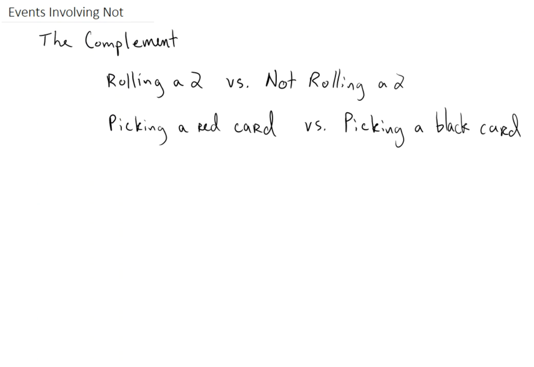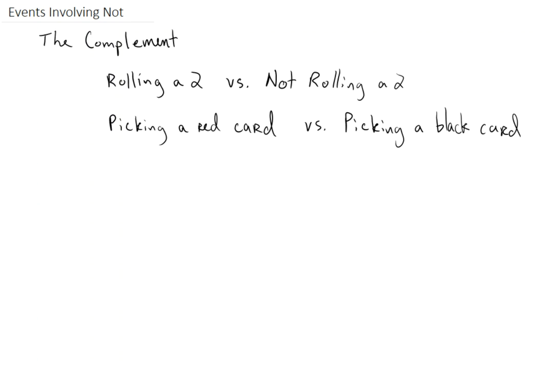So it wouldn't be a complement to say picking a red card versus picking a king, because those have overlap between them and they don't include everything. Or it also would not be the complement to say picking any card from a deck versus picking a king, because they have overlap between them, even though that would get all of the options out there. So it has to have all the options that are possible, and there can't be any overlap between them. So they complement each other, or complete each other.